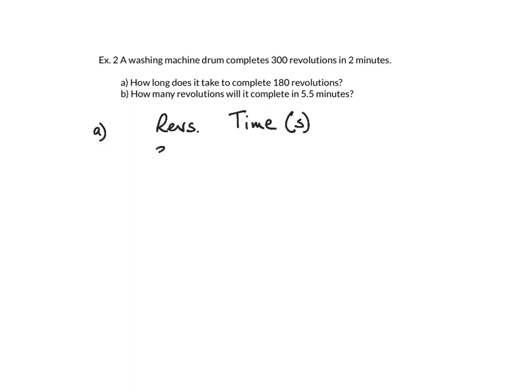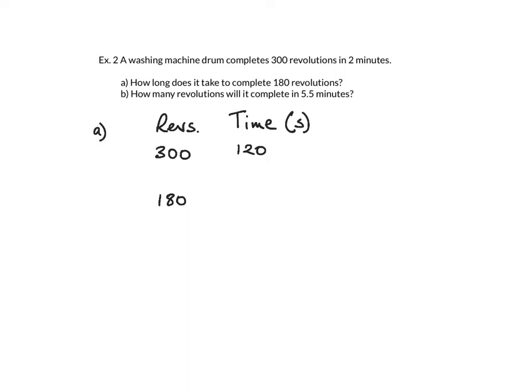So 300 revolutions, 2 minutes, 2 times 60, that's 120 seconds. 180 revolutions is what we want, so I'm going to put 180 here. This example is not quite as easy as the last one.